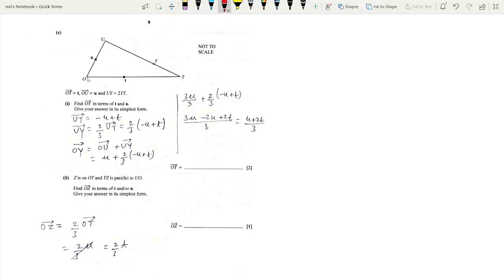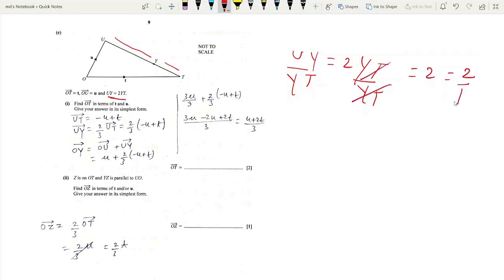Now come to the next question. This is related to vectors, where OT is T, OU is U, and UY equals 2YT, right? So with the help of this we can find this ratio, this over this. How? Let us understand. UY equals 2YT. We can divide both sides by YT, so YT and YT cancel. We get 2. 2 can be written as 2 over 1. So UY over YT is 2 over 1. It means the ratio is 2 to 1.